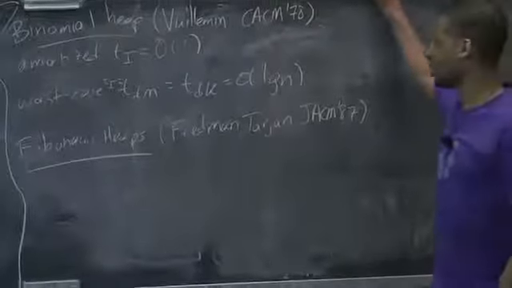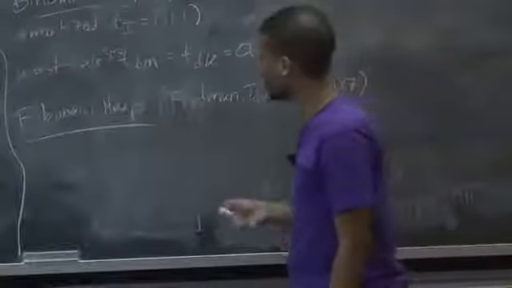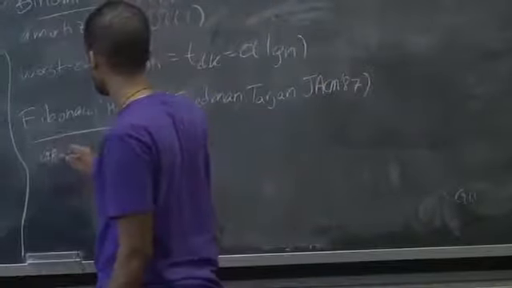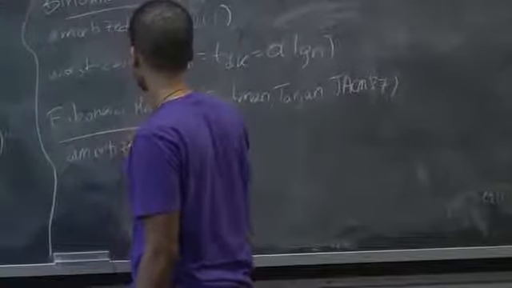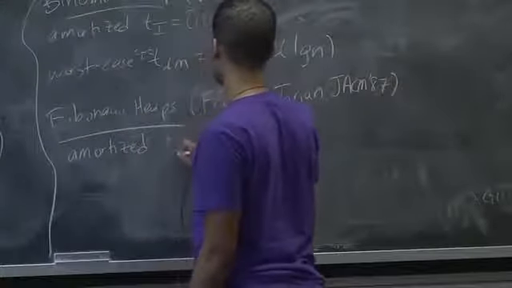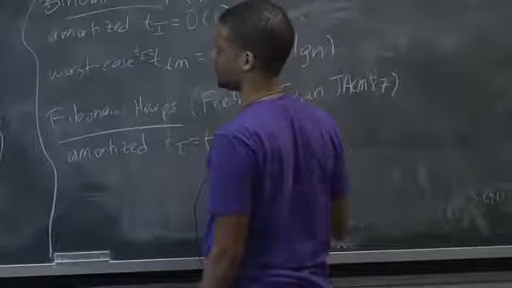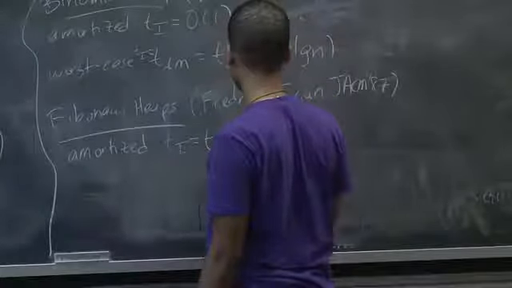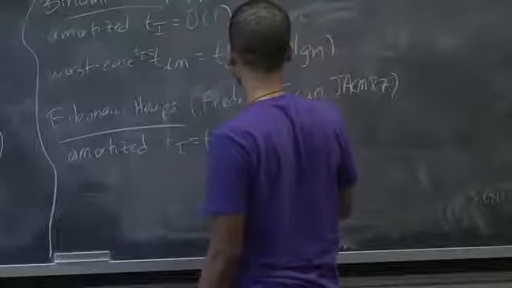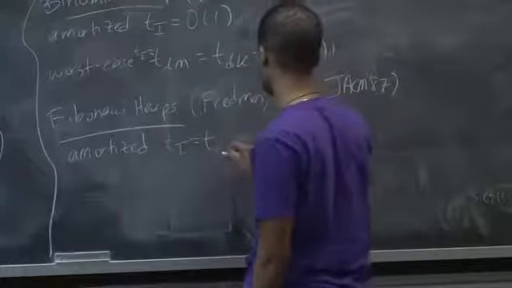Okay, so what do Fibonacci heaps give you? They give you amortized insertion time as well as decrease key, or delete min, sorry. No, decrease key.